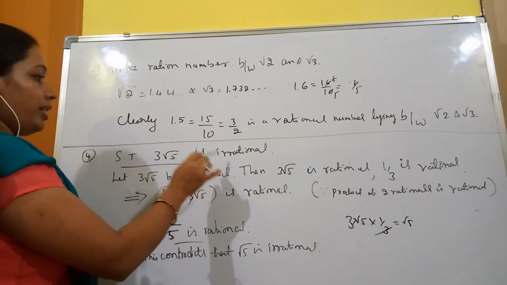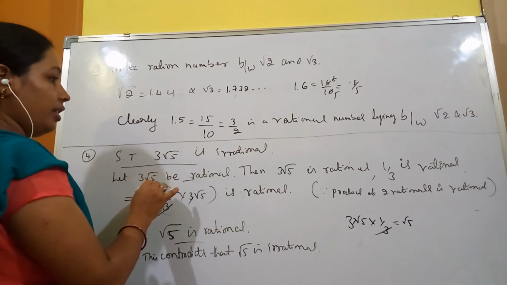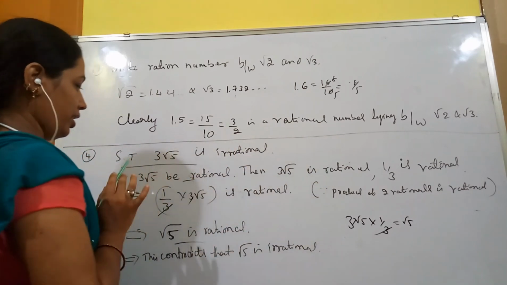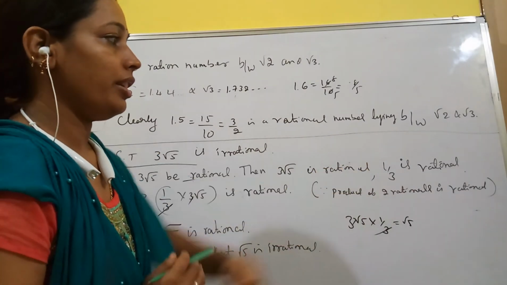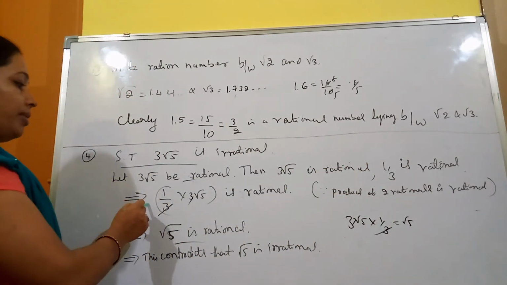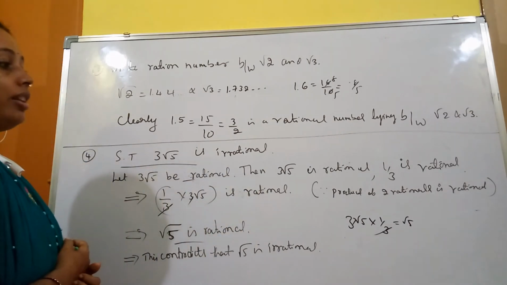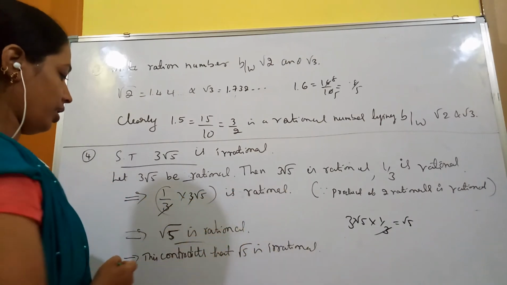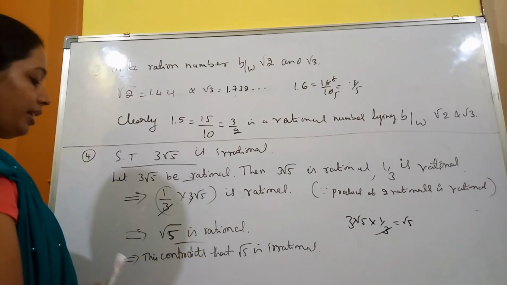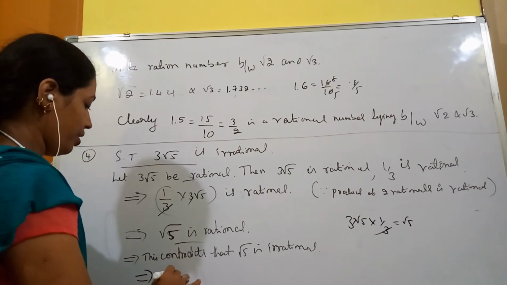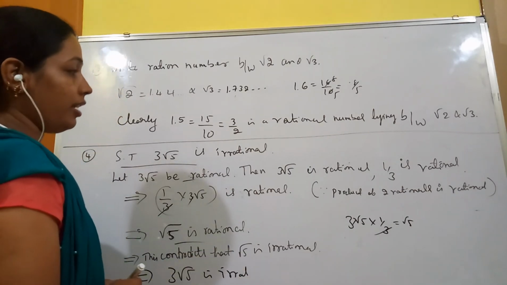Show that 3 root 5 is irrational. So let 3 root 5 be rational. If it is rational, then 3 root 5 is rational. We have to assume it's a rational number. Then 3 root 5 is rational and 1 by 3 is a rational factor. So which implies that 1 by 3 into 3 root 5, 3 gets cancelled. It is rational. Therefore, the product of two rational numbers is rational, which implies 3 gets cancelled, root 5 is rational. This contradicts that root 5 is irrational. Hence, 3 root 5 is an irrational number. We can say like this.